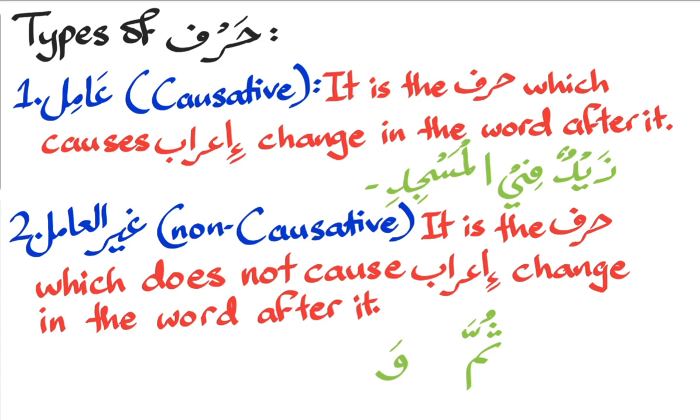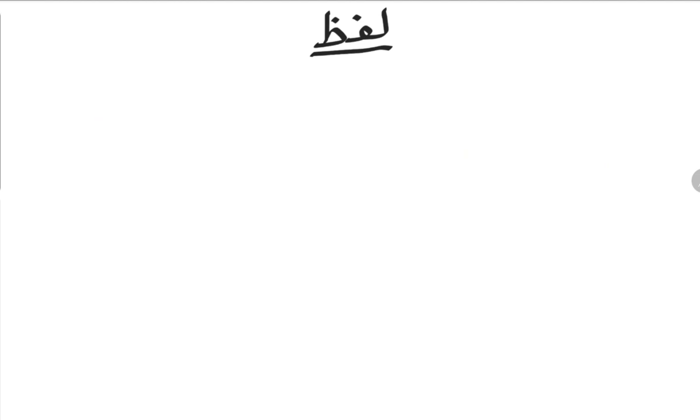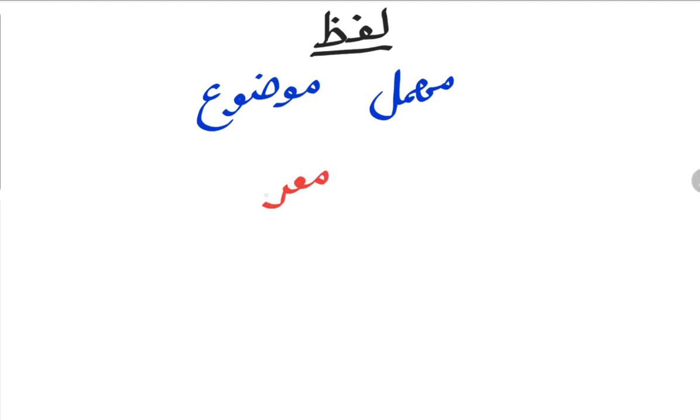Now let's give you a brief overview of what we covered today. The first thing we learned is that any word uttered by a human being is lafz. Then we learned that lafz has two types. Either it is muhmal, which means meaningless, or mawdu', which means meaningful. Then we jumped on to mawdu'. We skipped muhmal because it doesn't really make any sense to talk about something that is meaningless. And then we found out that mawdu' also has two types, mufrad and murakkab.